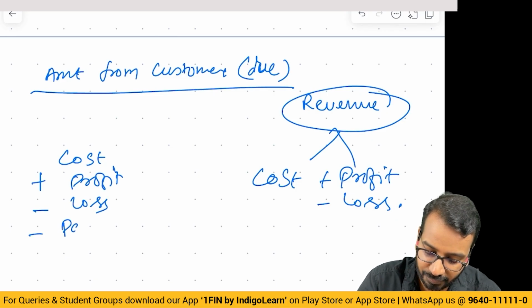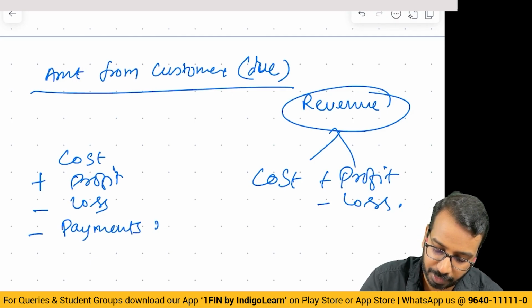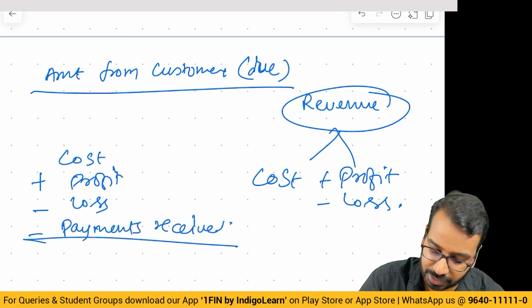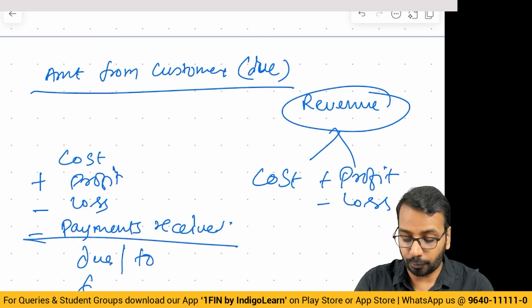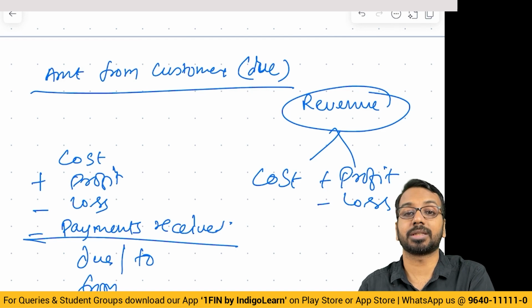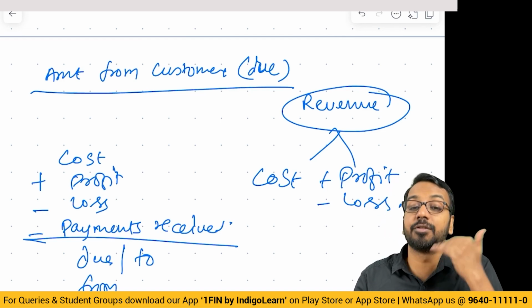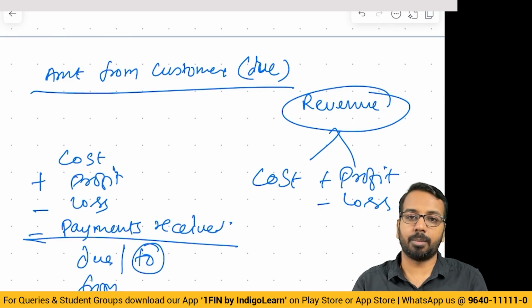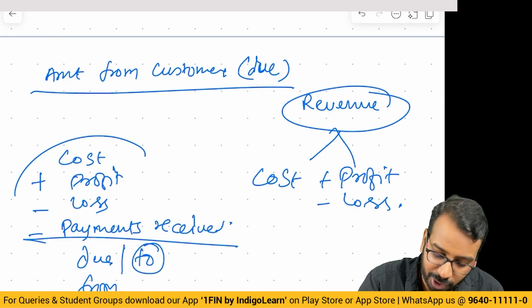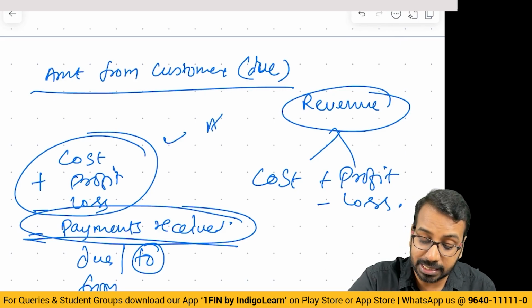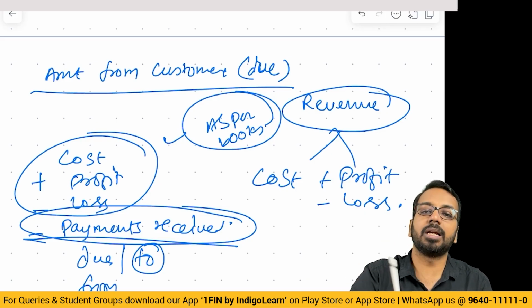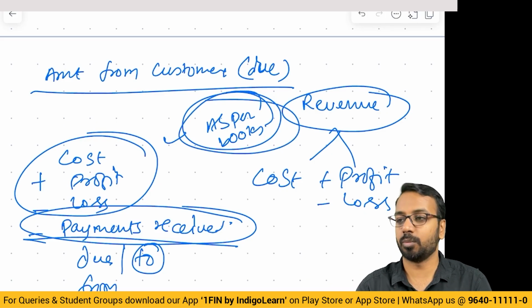In that, if any payments that I have received, this will be amount due or to the customer. Due from customer or due to customer. If I have to receive the money, it is due from customer. If I have received more, it is due to customer. Simple trick to remember, I will recover my revenue minus any payments received. I will recover my revenue. This revenue is as per books. Actual billing, progress billing, all of that may be different. We have to see as per books only.